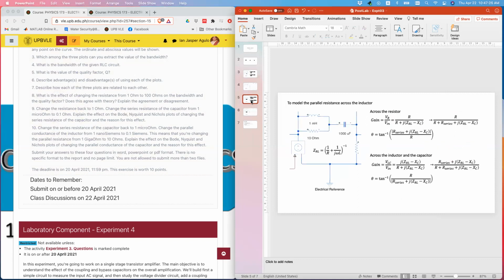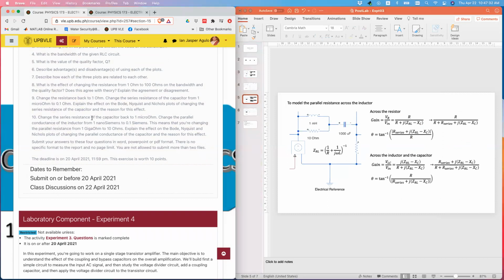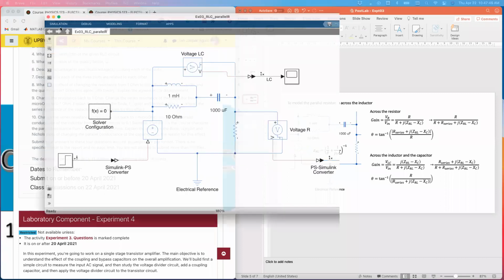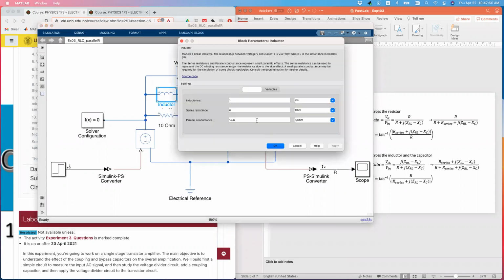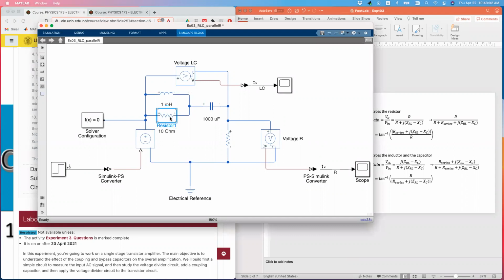Okay, so now let's go to number 10 question. So change the series resistance of the capacitor back to 1 microohm. Change the parallel conductance of the inductor from 1 nanosiemens to 0.1 Siemens. Okay, and ano yung magiging result? Okay, so you already will have this circuit here. Okay, and this should be 1 times 10 to the 9. Okay, so apply. Okay, so pwede kong i-comment out ito.